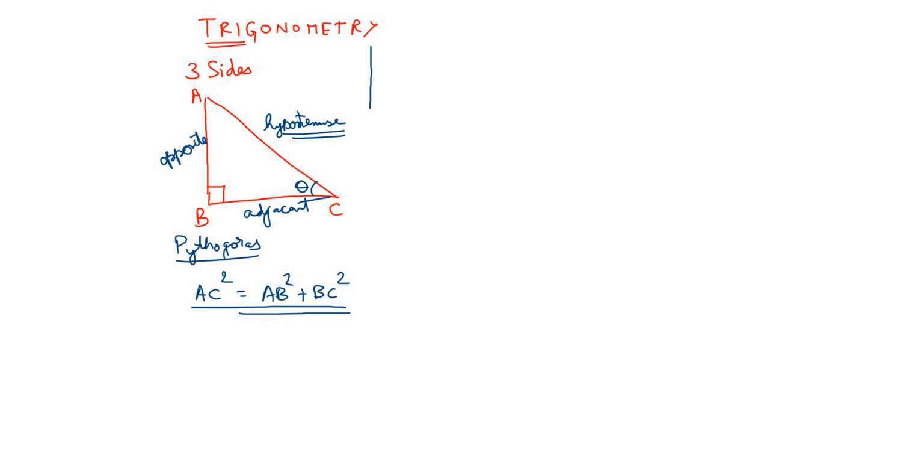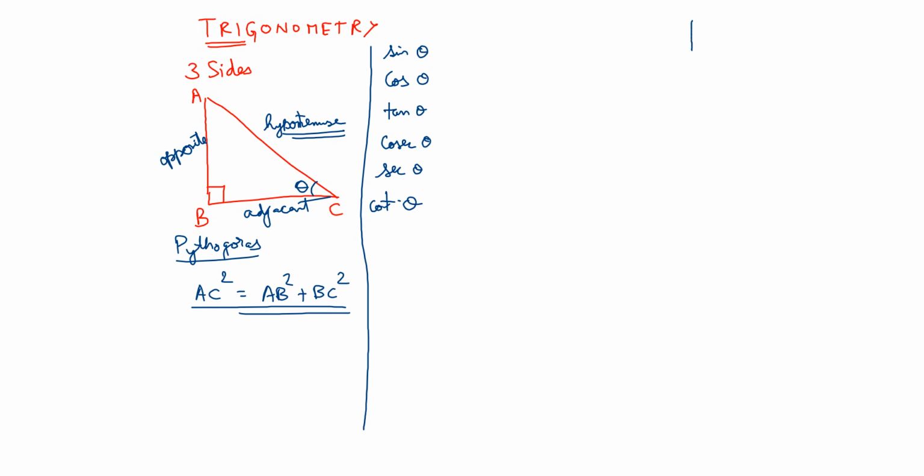Then, when we discuss trigonometry, we can have six different ratios: sine, cos, tan theta, cosecant theta, secant theta, and cot theta. Each of these ratios has different values depending upon the angles. So let us consider a triangle, a right-sided figure called a right angle triangle.